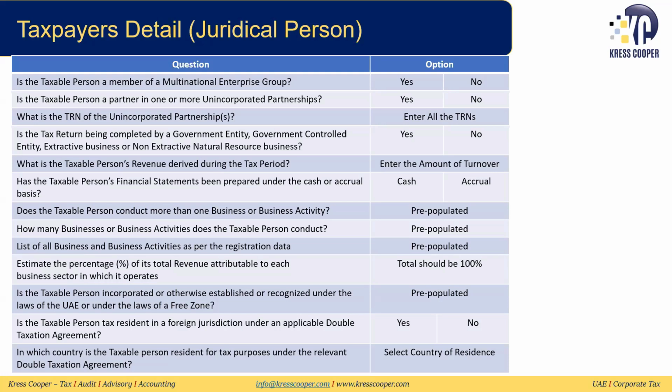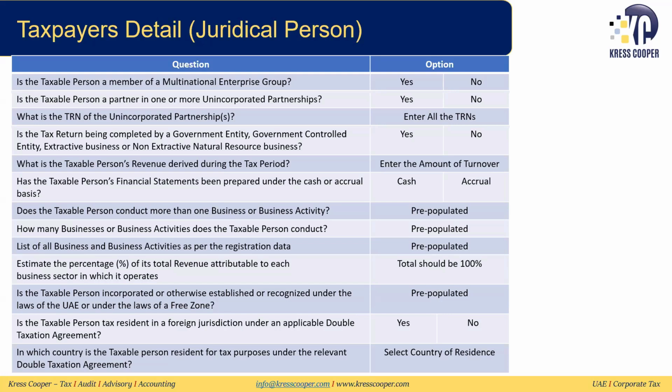Is the taxable person tax resident in a foreign jurisdiction under the applicable double taxation agreement? So this answer has to be yes or no. Again, like we discussed, if there is no double tax agreement and you're a resident of UAE, then you will do no. If there is a double taxation agreement, it depends on which country is the foreign jurisdiction and what is there in the double taxation agreement.